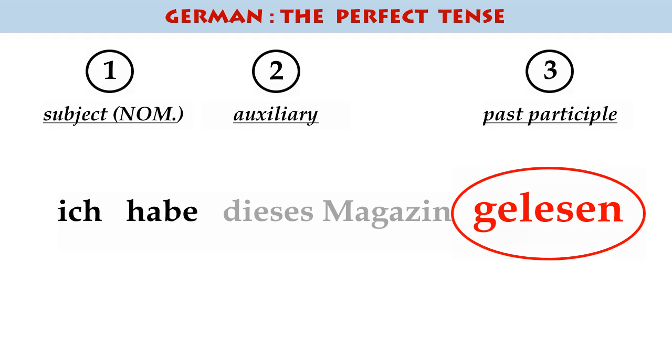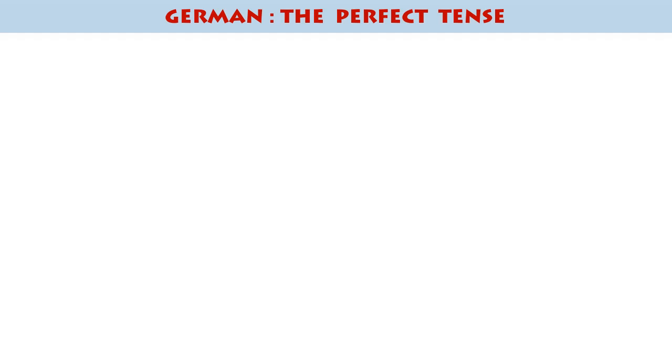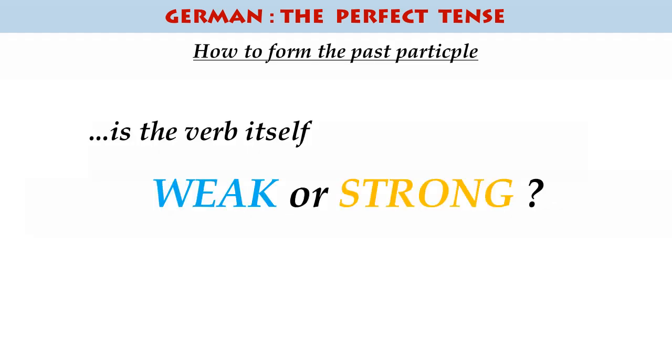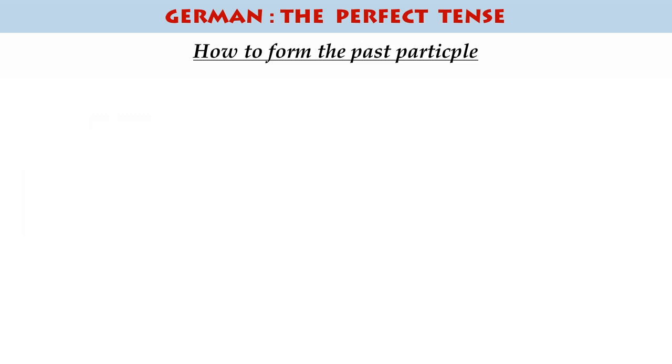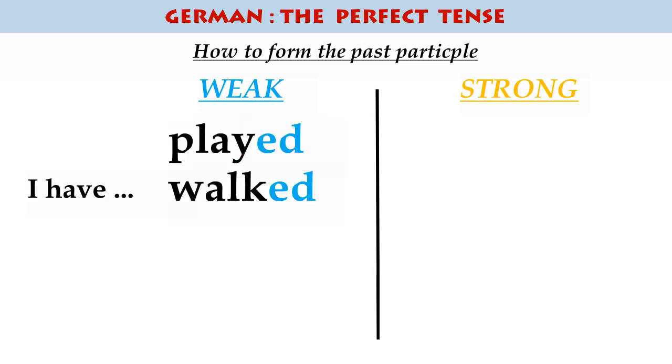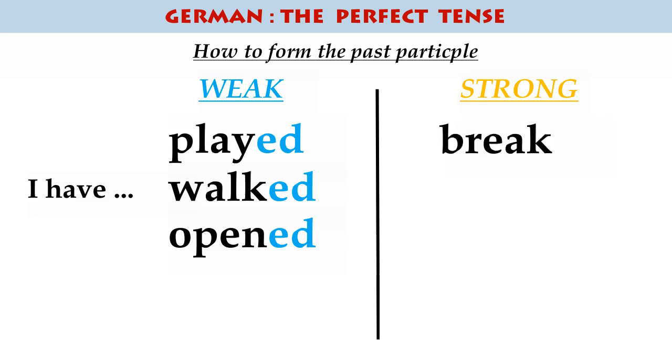So, how do we form the past participle? Well, there's three things to bear in mind. I think that's what I've boiled it down to for this video. The first thing to consider is whether the verb is weak or strong. Now, this shouldn't put you off too much as an English speaker. We have the same in English. We have weak verbs, which are simply the verbs that we put ed on the end of. So play goes to played, walk to walked, open to opened. And then we also have verbs that are strong, which means they don't just put ed on the end. They often have an en on the end. So break goes to broken.